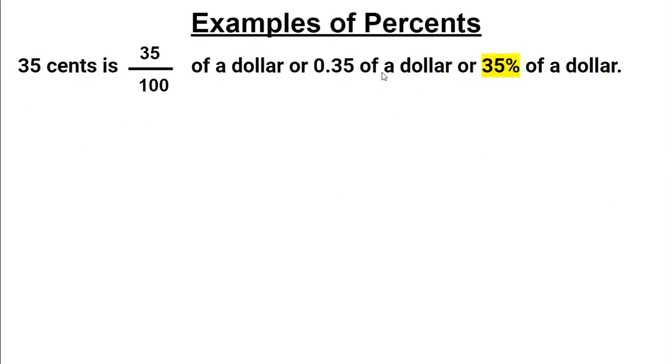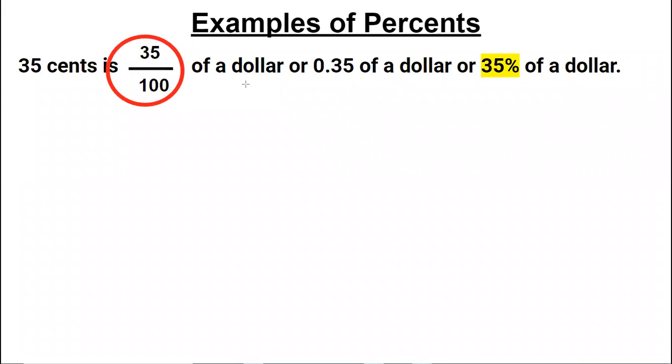So here, let's look at some examples of percents. 35 cents is 35 100ths of a dollar, because there's 100 cents in a dollar. Or 0.35 of a dollar if you wrote it in decimal language, or 35% of a dollar. So you can write it 3 different ways. This is your fraction way, this is your decimal way, and this is your percent way. I highlighted that in yellow because we're talking about percents.